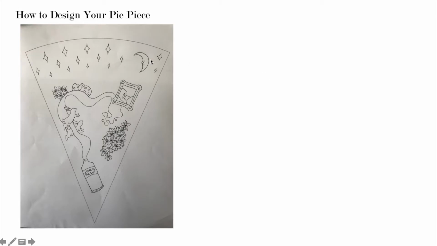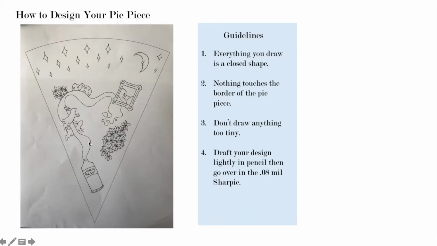So what you're going to do is you're going to get a pie piece, and you will take all those symbols that you created, you will pick the best ones, the ones that speak the most to who you are, and you'll arrange them within your pie piece. Now, as you do that, you want to keep a few guidelines in mind. You want everything you draw to be a closed shape, and that's because when you go into Adobe and you start to color in everything, you can only drop in color to something that is a closed shape. If you had a place where your Sharpie did not meet, you wouldn't be able to color that in.